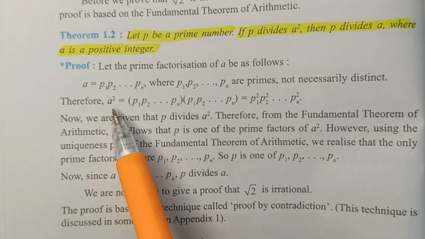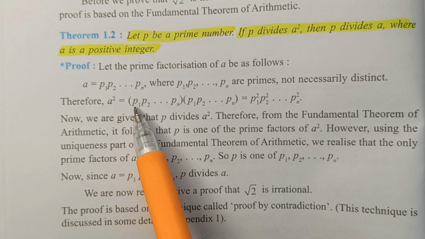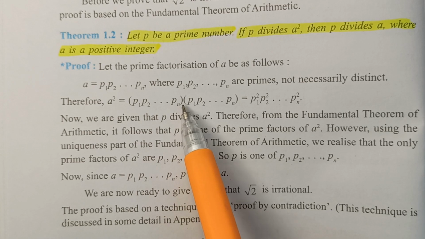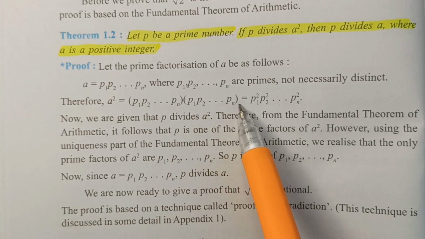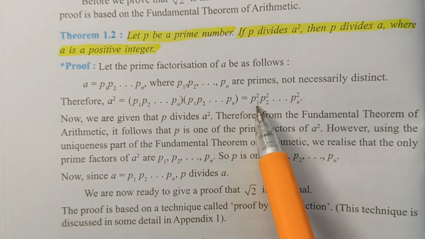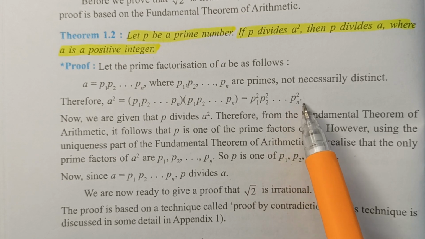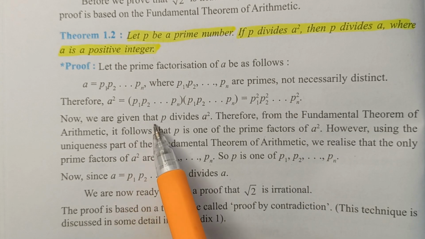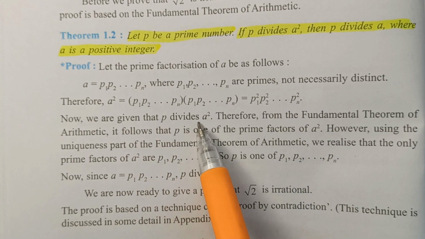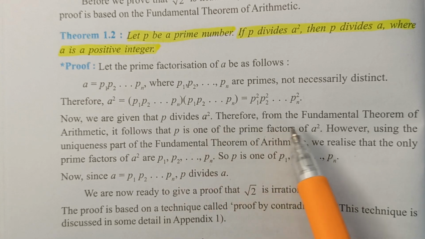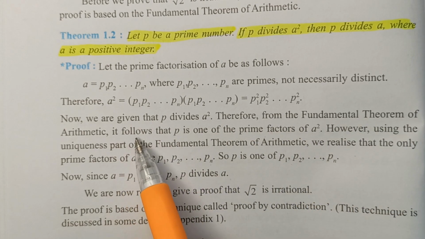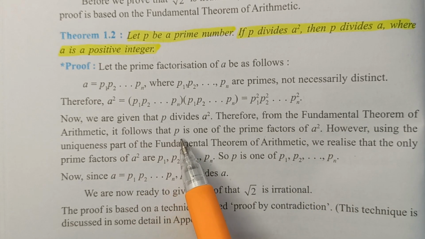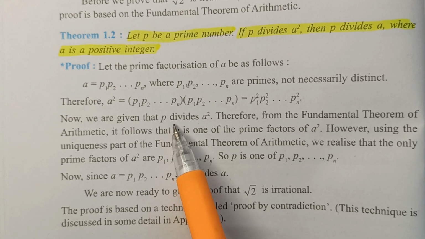So therefore, squaring on both sides, we get a square equal to p1, p2, etc. up to pn multiplied by p1, p2, etc. up to pn, which is nothing but p1 square, p2 square, etc. up to pn square. We are given that p divides a square. Therefore, from the fundamental theorem of arithmetic, it follows that p is one of the prime factors of a square.